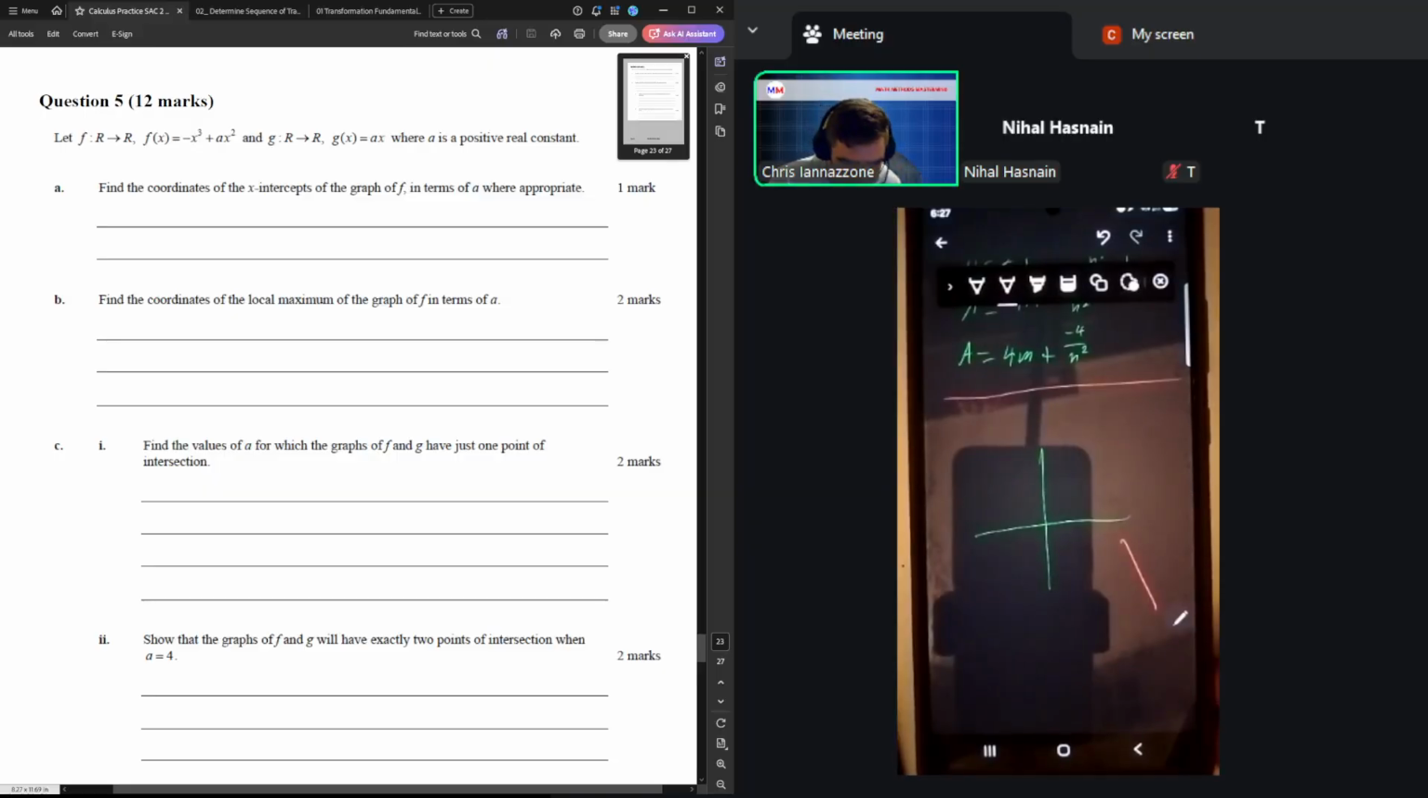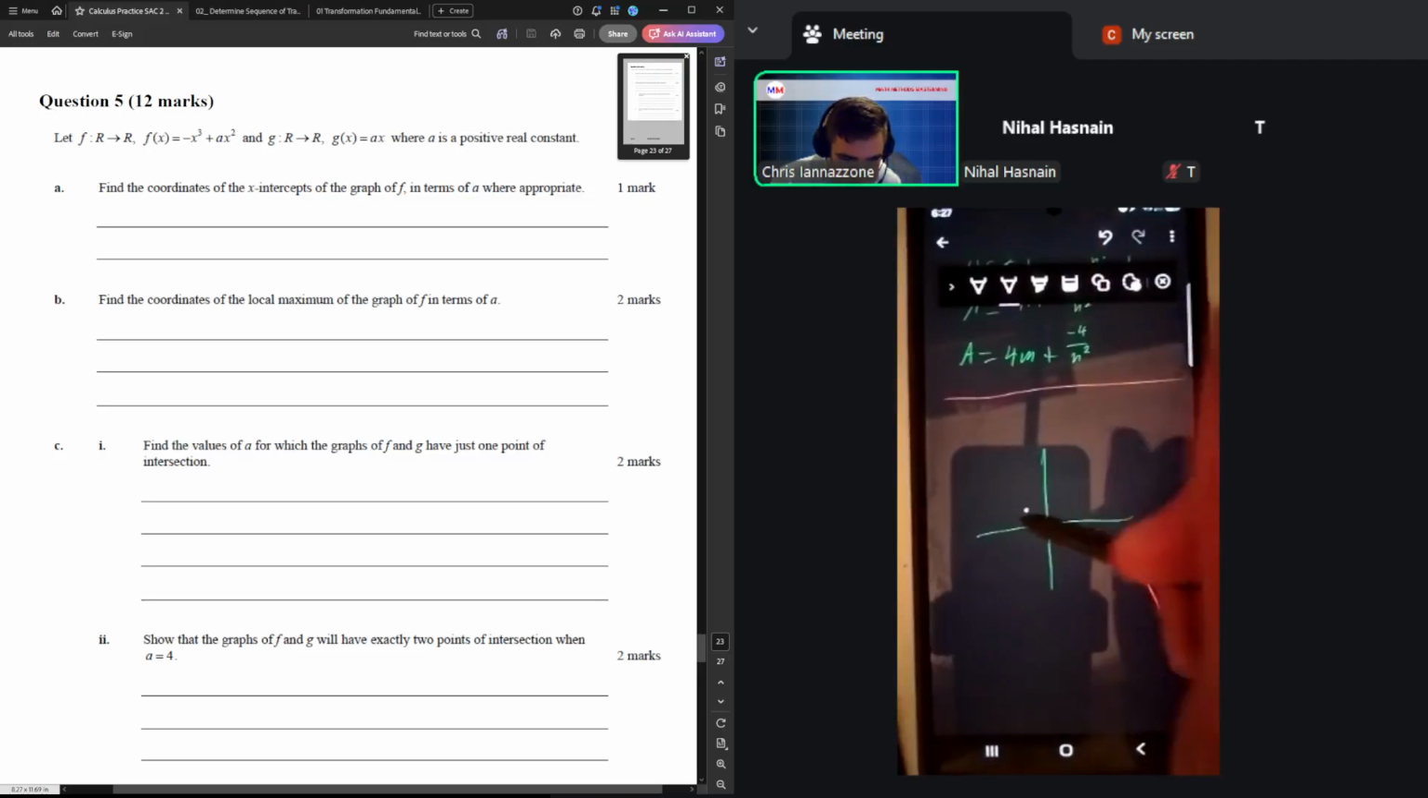Oh, well, it's loading. Is my phone going to crash again? I guess we'll find out. There it goes.